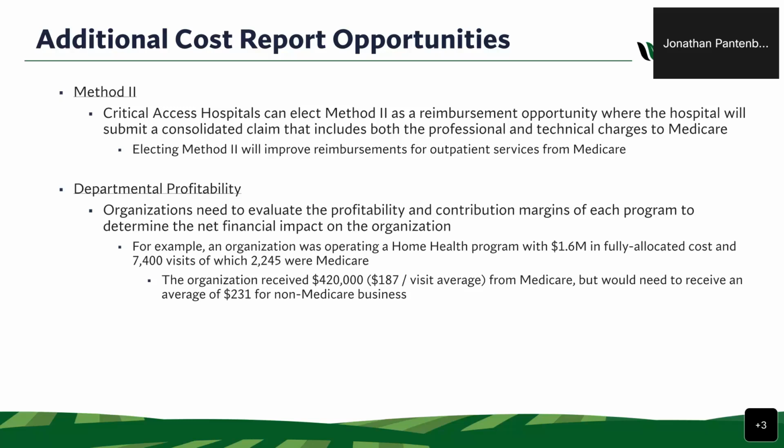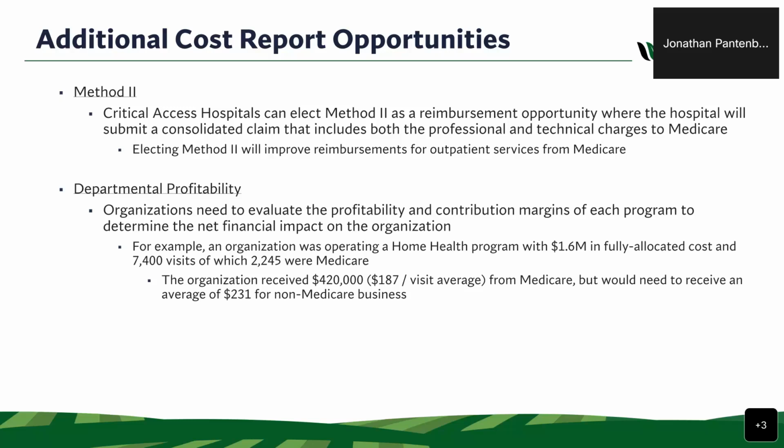Now, the other thing that we can also leverage our cost report for is determining general profitability of departments. Oftentimes we will go in and look at a cost report and look at the reimbursements that they receive from Medicare versus the reimbursements that they receive from other programs. Now, up on the screen, I highlighted an example of home health. Again, I'm not saying to get rid of any of these programs. It's important to have an understanding, and we can leverage the cost report as a way to drive that going forward. Now, this is an organization that had a home health program with $1.6 million in fully allocated costs.